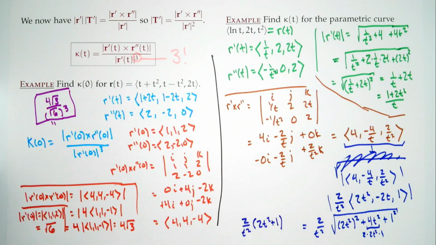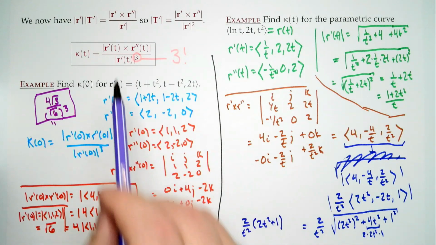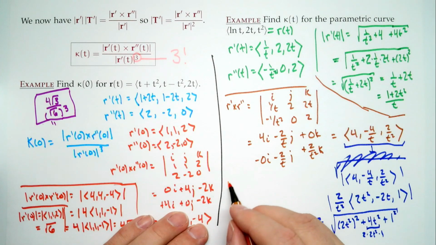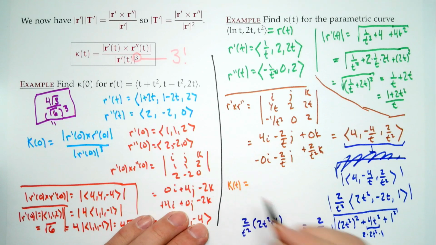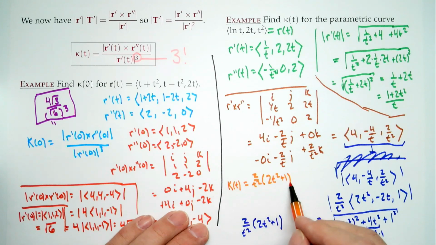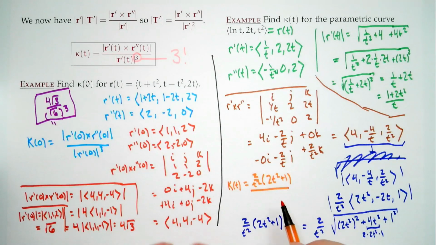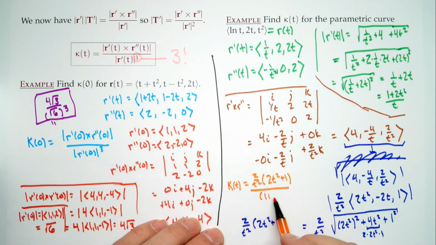Okay, so that's the magnitude of r prime cross r double prime. So we're now ready for kappa. So what is kappa? So kappa will be this magnitude we just found, 2 over t squared times 2t squared plus 1, divided by this that we found before, which is 1 plus 2t squared over t.